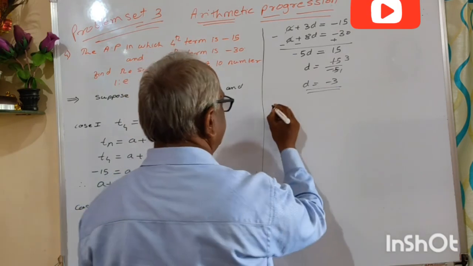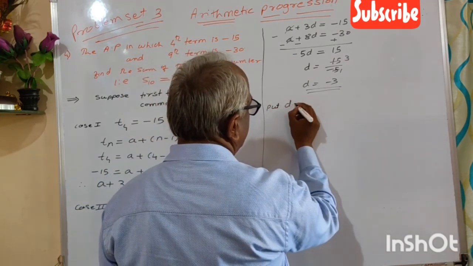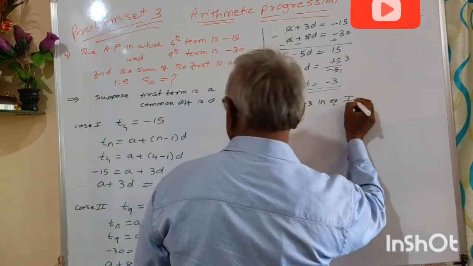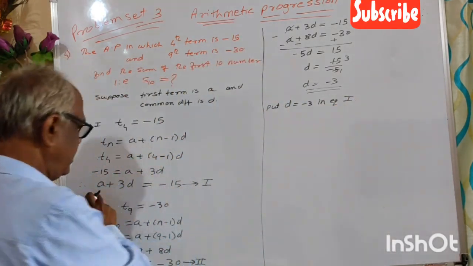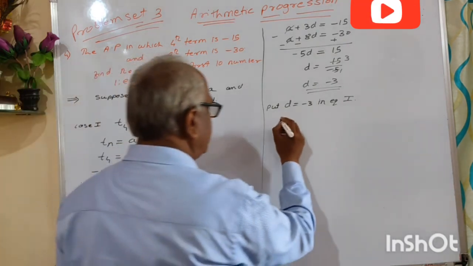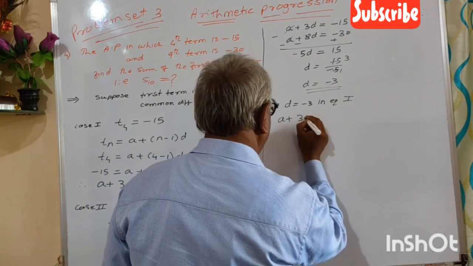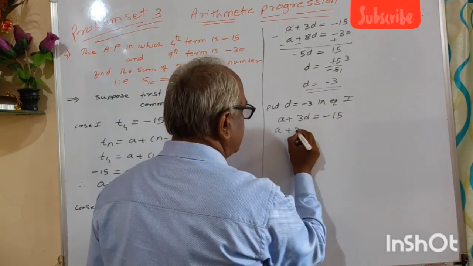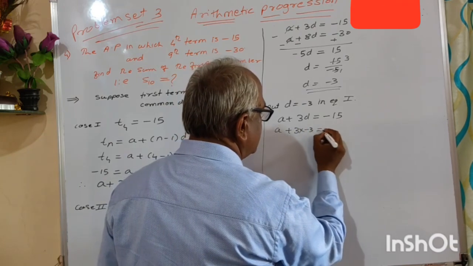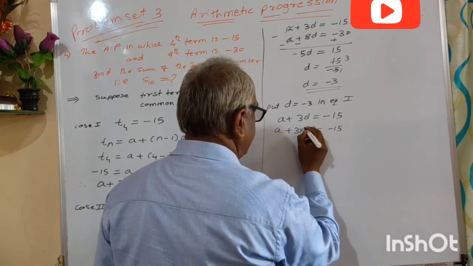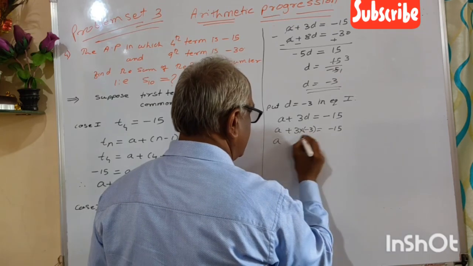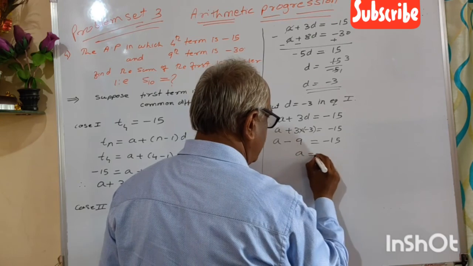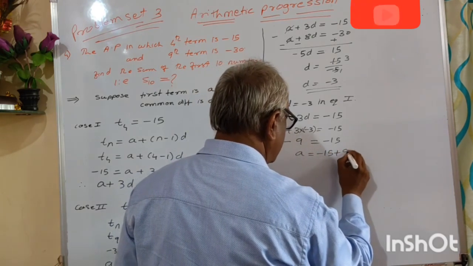Now put d is equal to minus 3 in equation 1. Equation 1 is a plus 3d is equal to minus 15. Now a plus 3 into minus 3 is equal to minus 15. Now a plus into minus, minus 9 is equal to minus 15. Therefore a is equal to minus 15 plus 9.